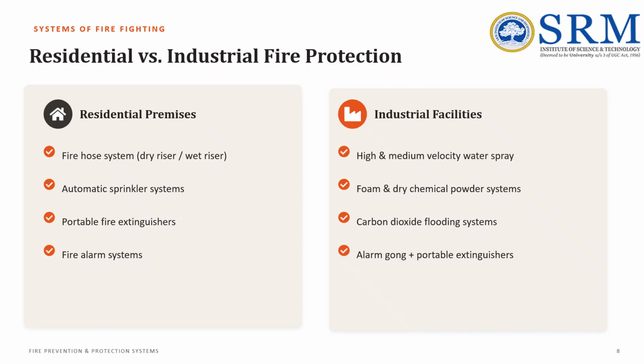These include high velocity water spray systems, foam suppression systems, dry chemical powder systems, carbon dioxide flooding systems, and automatic alarm systems. Industrial fire protection is designed to quickly control fires involving chemicals, fuels, and process equipment while minimizing production losses.